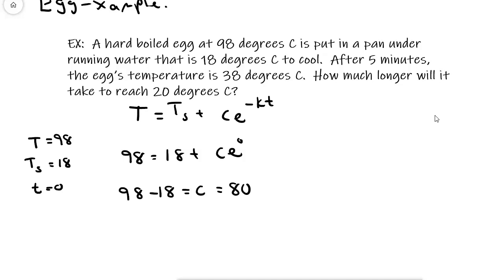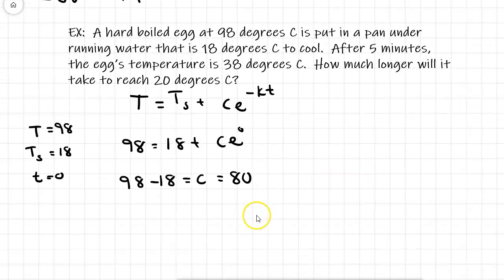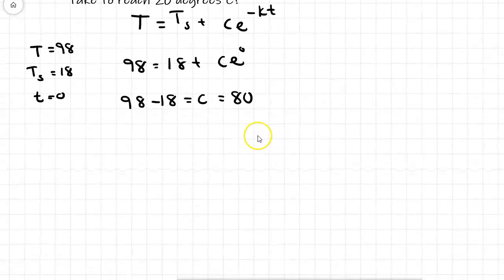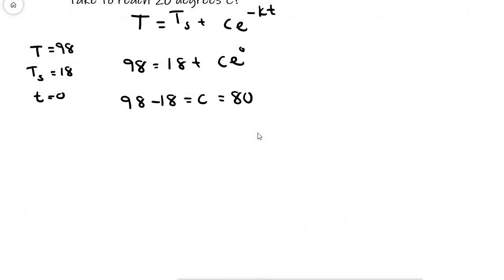And I think your textbook has a formula where they combine the two together, so that the difference between the temperature of the object and the temperature of the surrounding medium is the constant of integration. So they may have just filled that directly into the formula there. Either way, it's the same thing. All right, so let's now fill in what we know. The temperature of the object is going to be 18 plus 80 e to the negative kt.